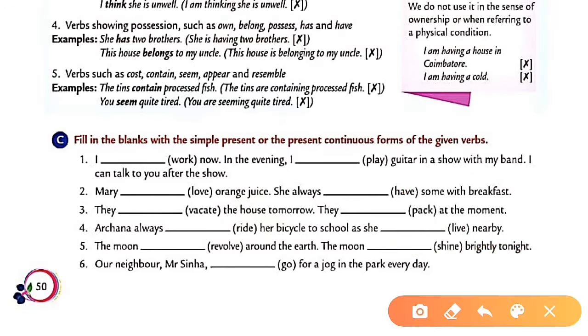Archana always dash her bicycle to school as she dash nearby. Archana always rides her bicycle. It is habitual action, so simple present tense only. Rides her bicycle to the school as she dash nearby. So as she lives nearby, okay.